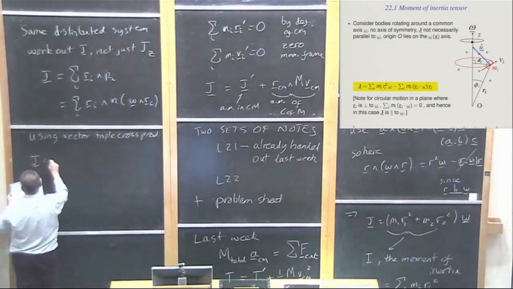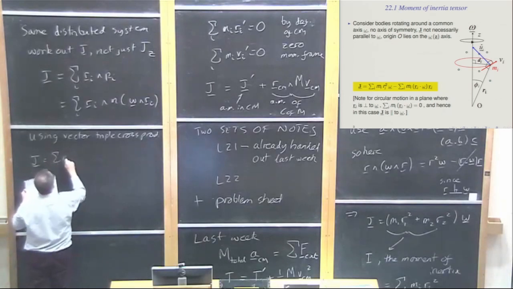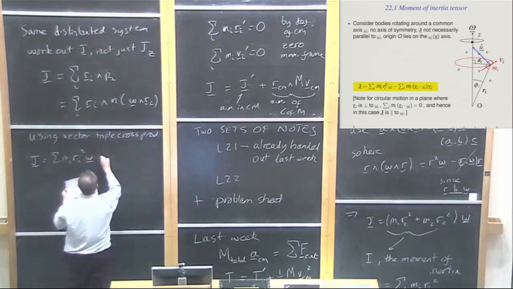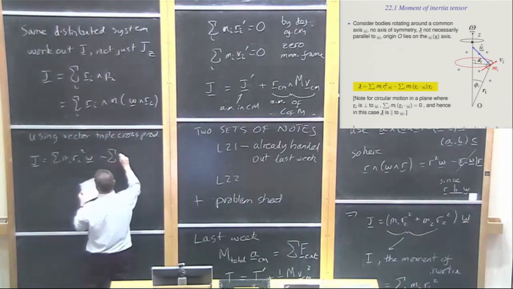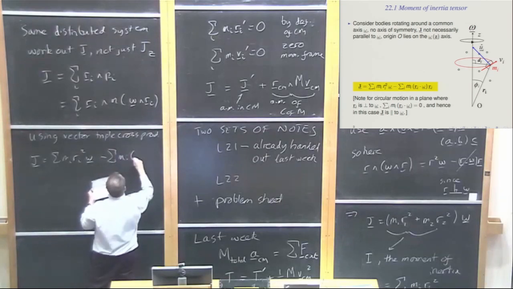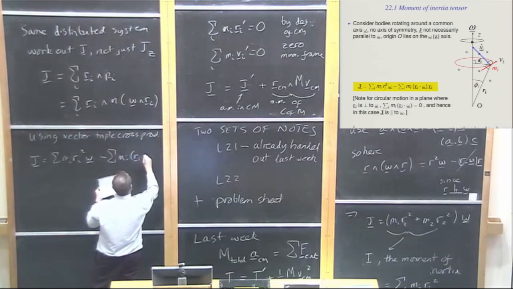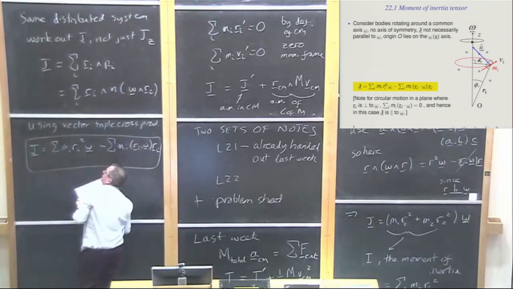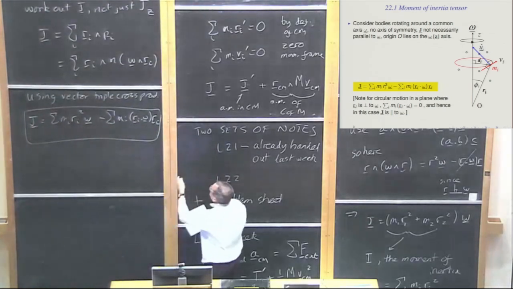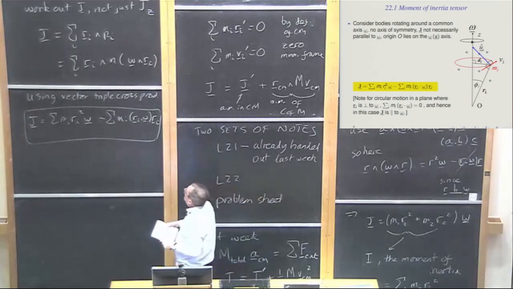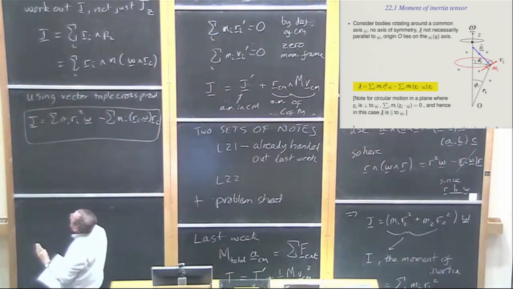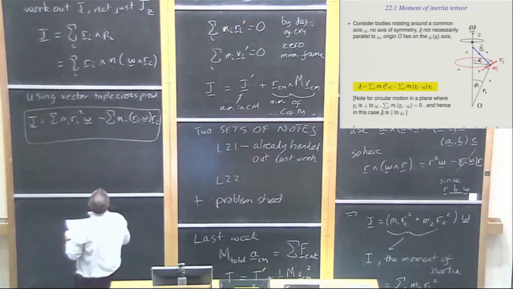J is equal to the sum over Mi Ri squared omega minus the sum over Mi Ri dot omega Ri. So this is what we already more or less wrote down, but in the case where we wrote it down when the two particles were in a plane, where the plane had a vector which was parallel to the z-axis.